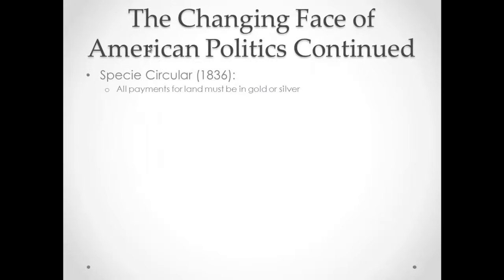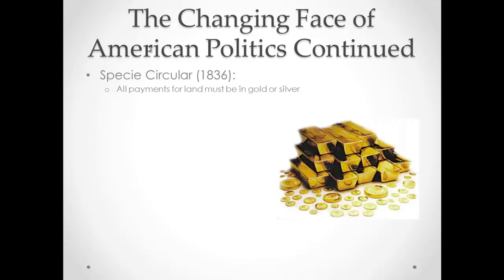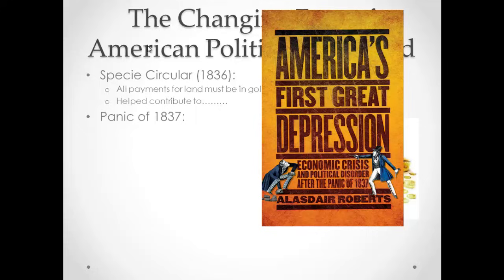Specie Circular in 1836, amid this crisis, Andrew Jackson issued this order that all payments for land to the government must be made in gold or silver, and this was very hard for people to do. This helps contribute to the Panic of 1837, which is up to that point, probably the worst depression in American history. So some causes, we have overspeculation.